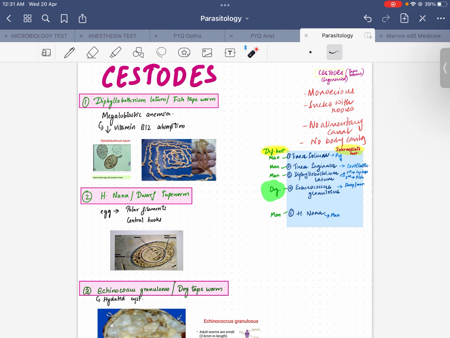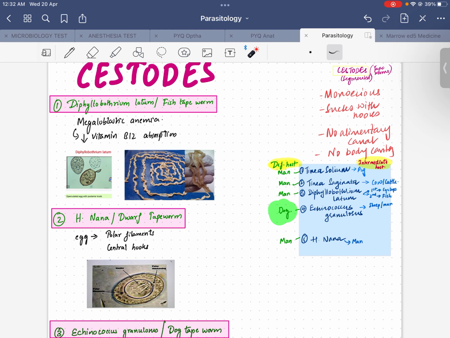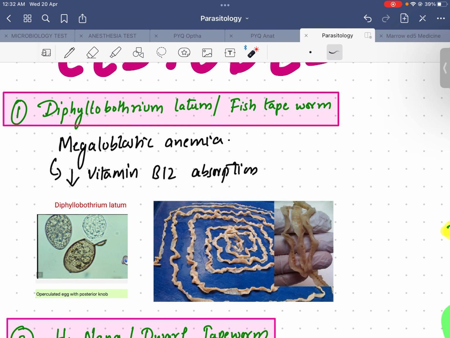Now let us first start with Diphyllobothrium latum. The intermediate host is fish, so it is also called fish tapeworm. Now this is a very long tapeworm. Look at the size. The specific thing about Diphyllobothrium latum is it causes megaloblastic anemia, which is very important. Hookworms cause iron deficiency anemia, but Diphyllobothrium latum, a repeated question, causes megaloblastic anemia because it interferes with B12 absorption. Now, how do you identify the egg?